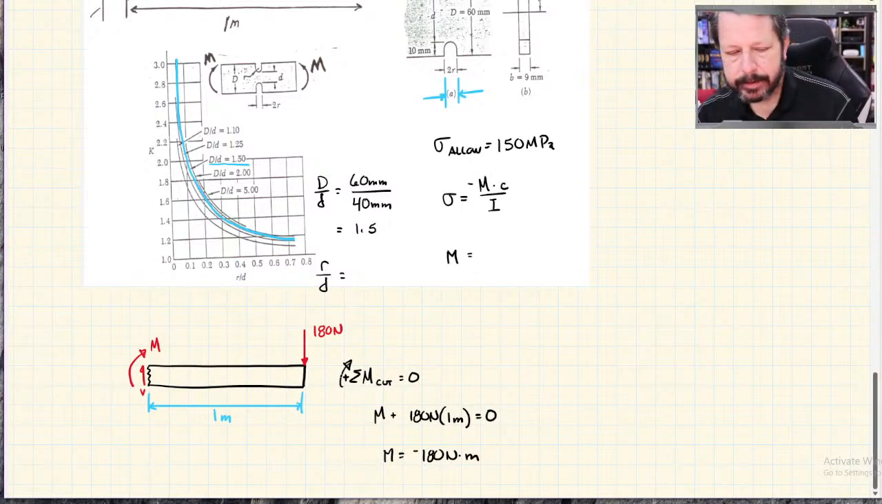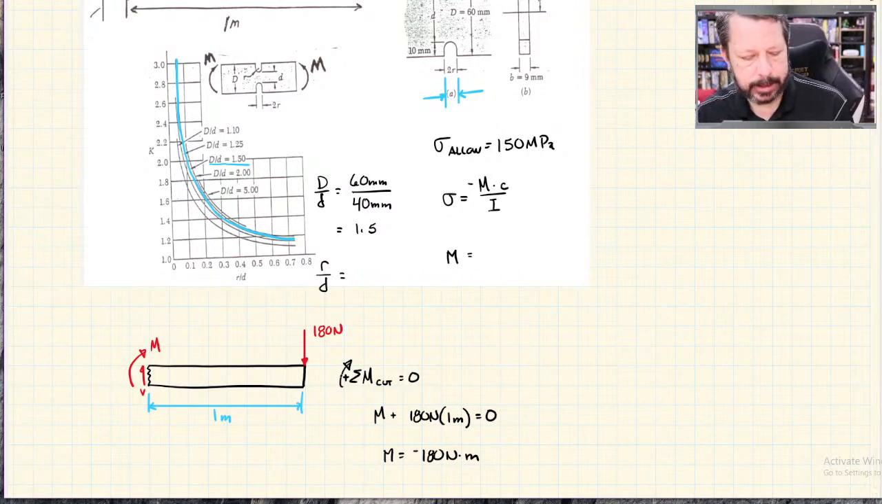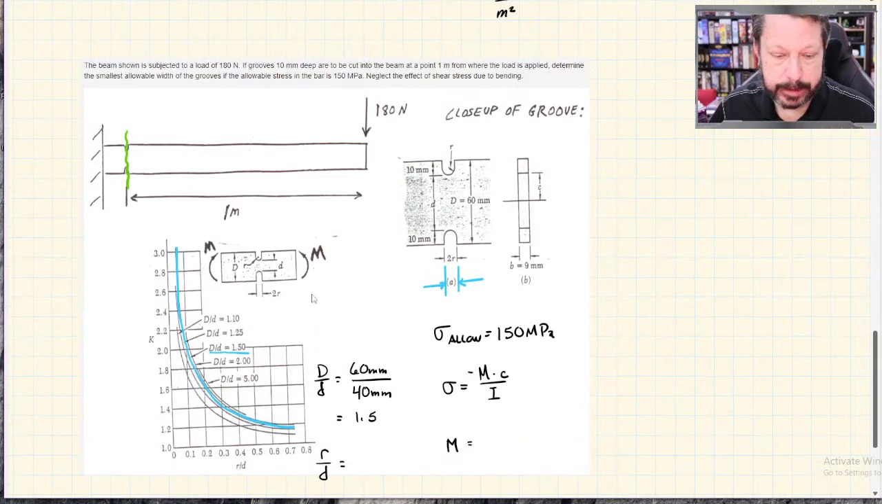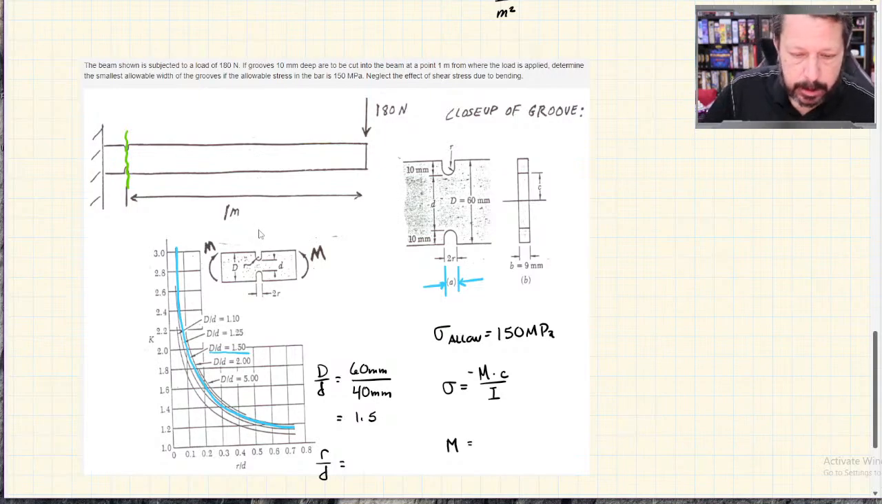And again, the negative is not going to matter too much here, as far as whether this is a positive moment or negative moment. We're not really worried about that. Some materials do behave differently in tension and compression, but I have no reason to believe this material behaves differently in tension or compression.